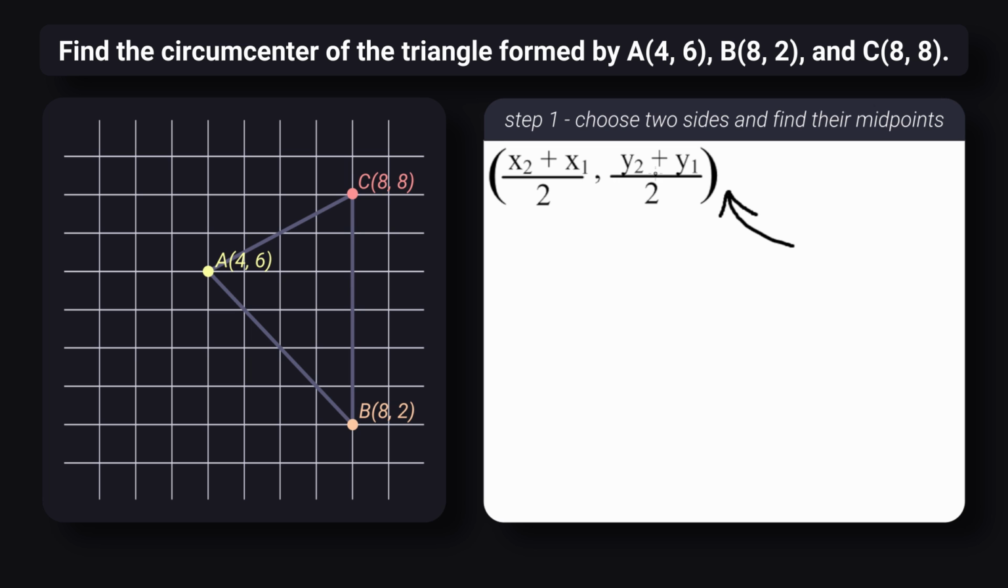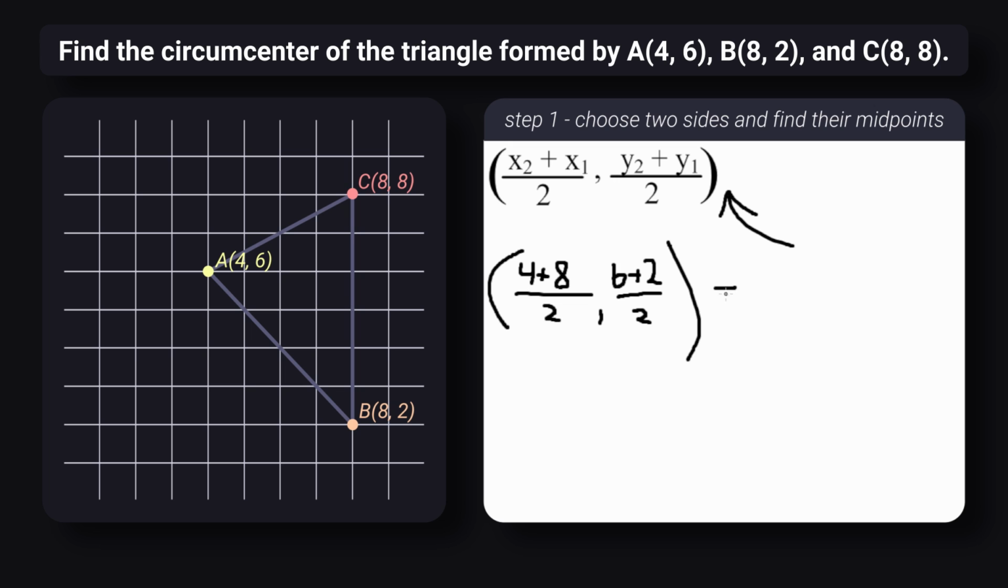So we're first going to start with side AB of our triangle, and we know that our first x value is going to be 4. Our second one is 8, so 4 plus 8 over 2. So those are 2 x values divided by 2, comma, and then our y values. So our first y value is 6. Our second one is 2, so 6 plus 2 over 2. So now all we need to do is simplify this, and I think you all know how to do this.